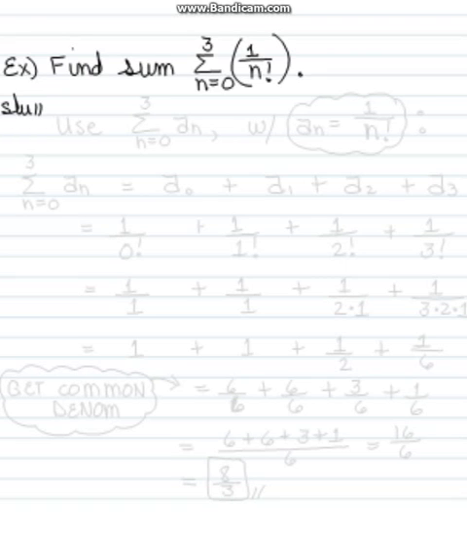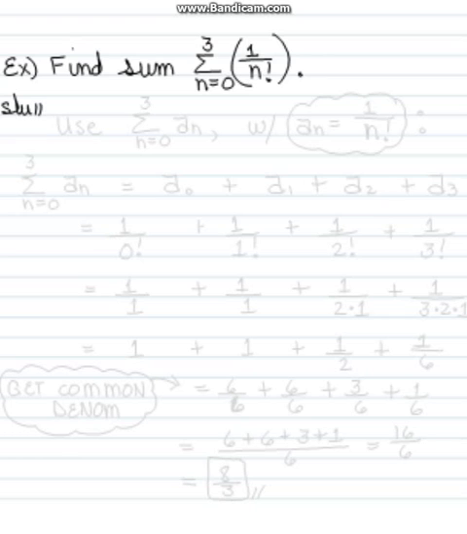Okay, let's play around with this new summation notation, the epsilon. We're going to find the sum of n equals 0 to 3 of the term 1 over n factorial. We're going to use the sum of n equals 0 to 3 of a sub n, where a sub n is defined to be 1 over n factorial. That's our nth term.